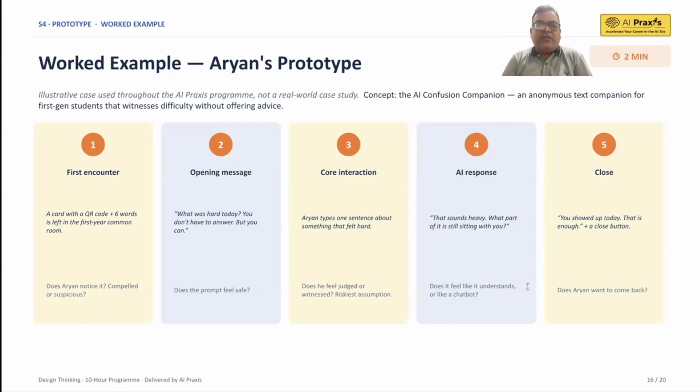They have selected just 5 moments that matter the most. Now, why these 5 moments? Because together they test the team's biggest assumption. And that assumption is: will a struggling student feel safe enough to open up to an AI companion? Every screen is designed to answer one part of that question.